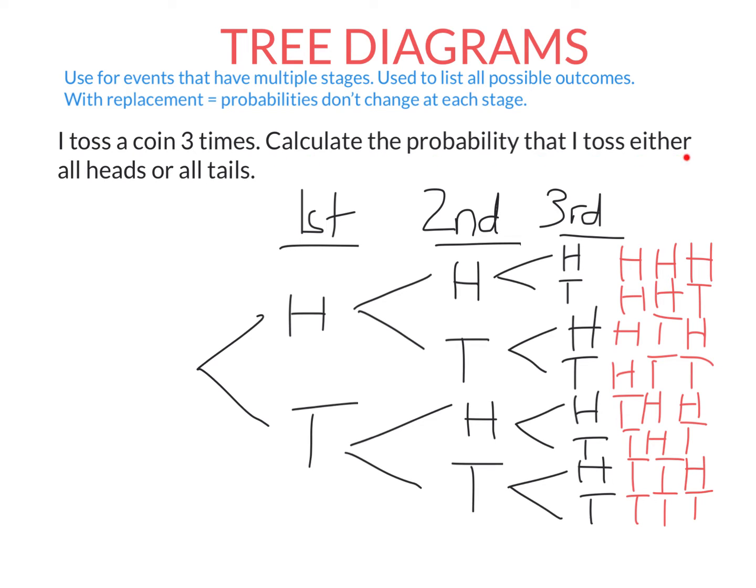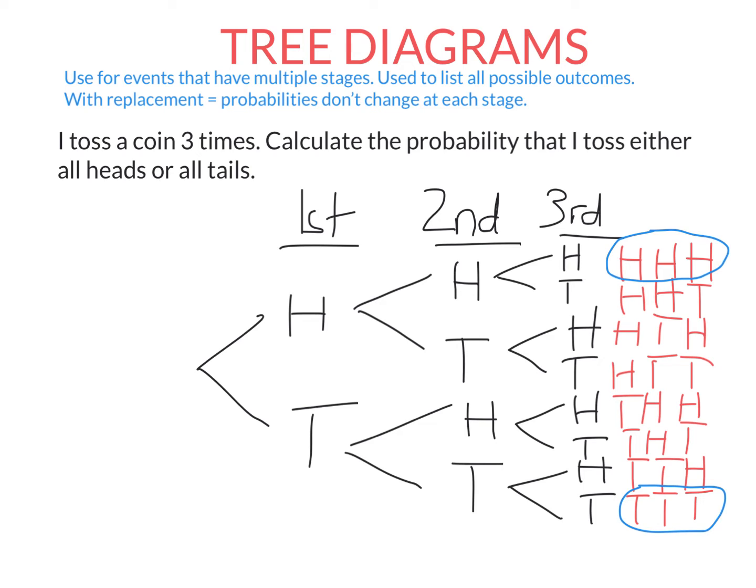Calculate the probability that I toss either all heads or all tails. All we have to do is go through these outcomes and circle which of them include either all heads or all tails. We're definitely going to include this top one because that's all heads. This outcome, heads, heads, tails, is not all heads and not all tails, so we don't include it. We keep going down the list. Heads, tails, heads, tails doesn't work because it's not all heads or all tails. But the last one is included because it's all tails.